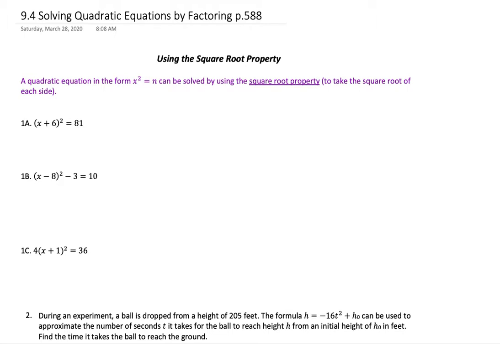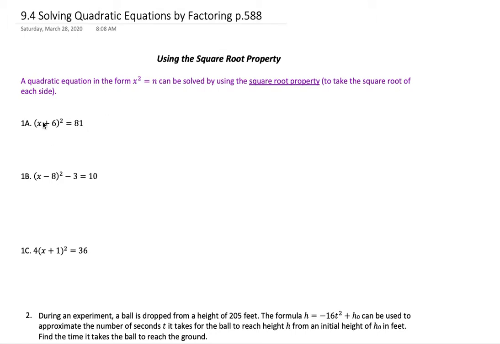First thing we're going to talk about is the square root property. And I usually don't teach the square root property that much just because we've kind of used it a lot up until this point, but I'm still going to go over it. It's just saying that anything in the form of x squared equals n, so x squared equals something, you can solve it by taking the square root of each side. And that's the square root property.